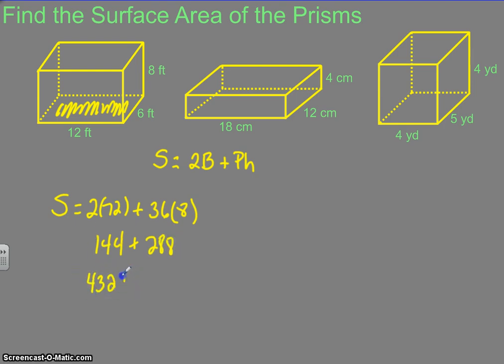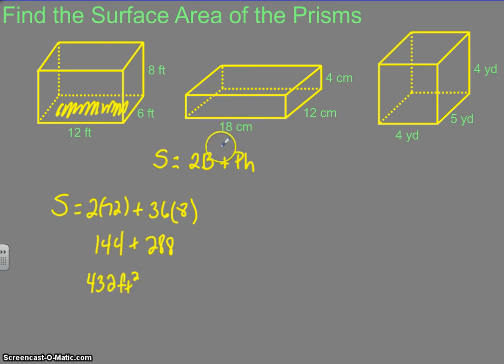And since it's feet and it's area, we're talking about square feet. Okay? So basically what we have just found is the area of all 6 surfaces on this box. The top area, the bottom area, the 2 sides, the front, and the back. There are 6 surfaces. We found the area of all of those surfaces and added them together, basically with the formula we just used. Okay? So let's look at the next one.